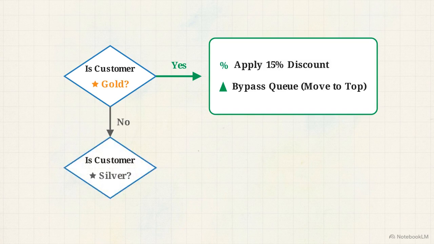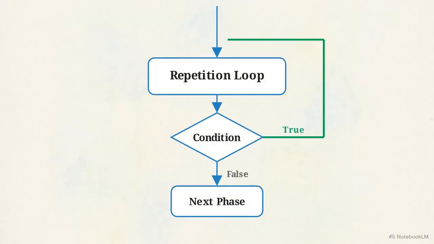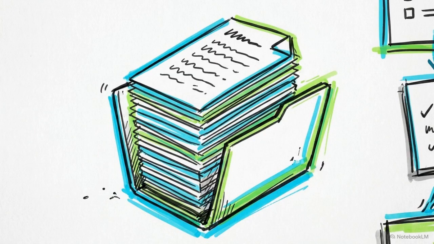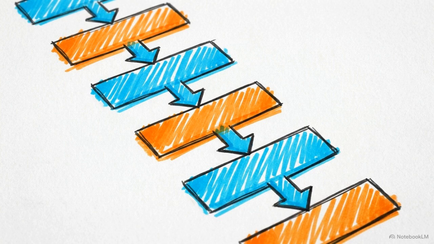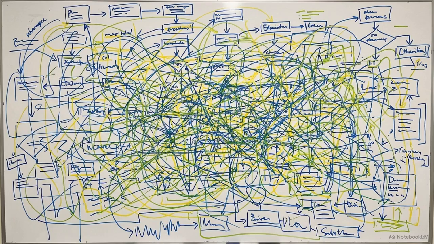The system then asks if the customer is silver. As you build this out, keep the flow moving forward. You only want to route an arrow backward if you are dealing with a true repetition construct, like processing a batch of 50 invoices in a loop. Mapping the process this way forces you to dictate a rigid, unbroken sequence of events, ensuring no customer gets trapped in a logical dead end.